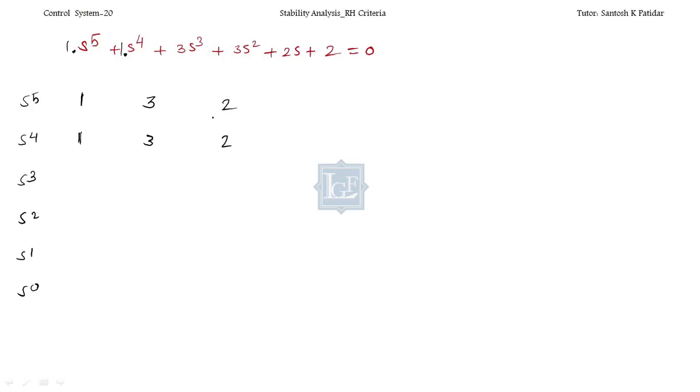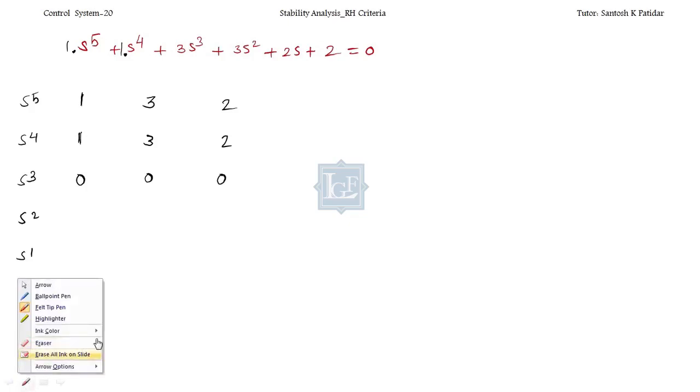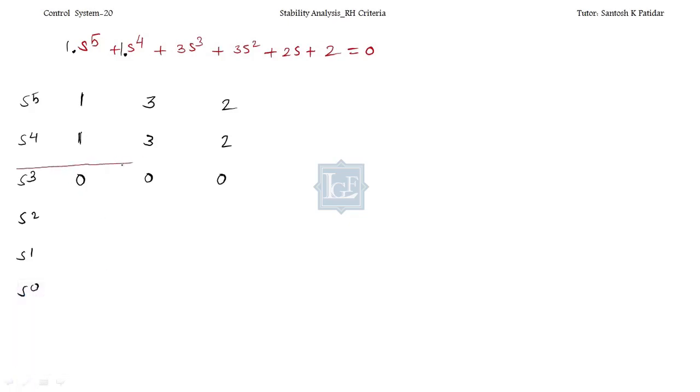Why? Because these two rows are the same. So when we multiply this one with 3, you'll get 3 minus 3 divided by 1, 0, 0 and 0. So this is a very special case where we are getting the entire row 0. We are getting one row of 0. See over here, this entire row is 0. This is a very special condition over here.